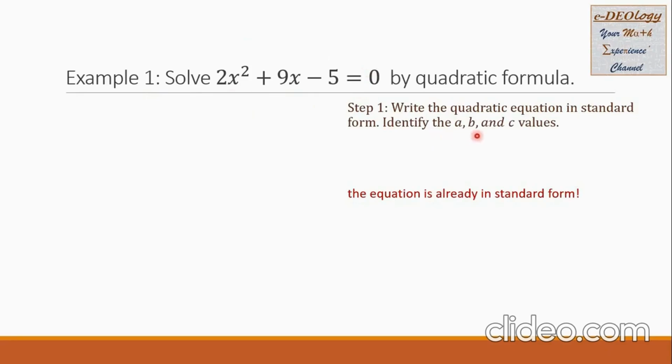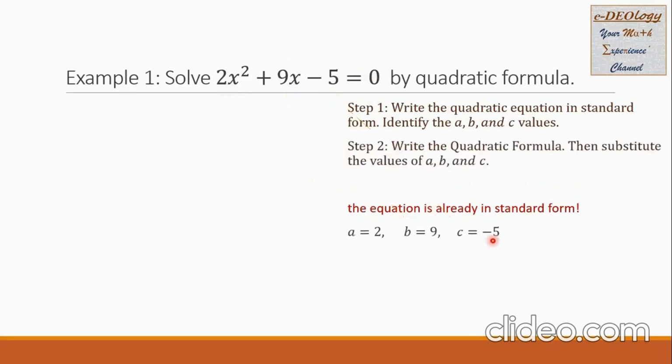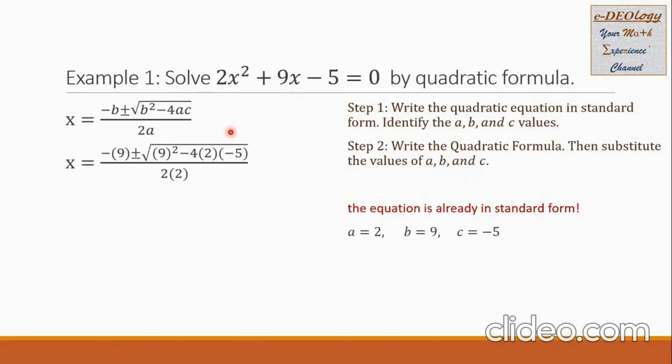Identify now the a, b, and c values. So we will collect the a, that is the coefficient of x², it is 2. We collect now the b, the coefficient of x, and that is 9. And the c is the constant, negative 5. Step 2. Write the quadratic formula. Then substitute the values of a, b, and c. Here now is our quadratic formula. And then we substitute the values of a, b, and c.